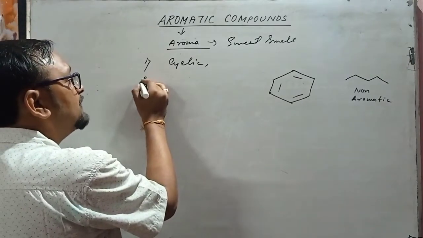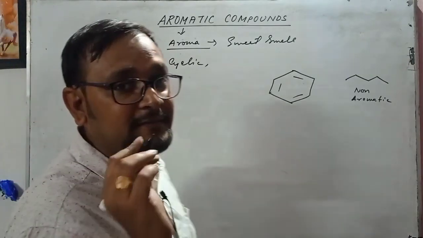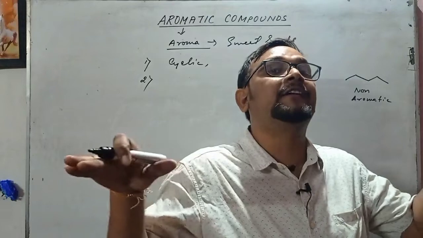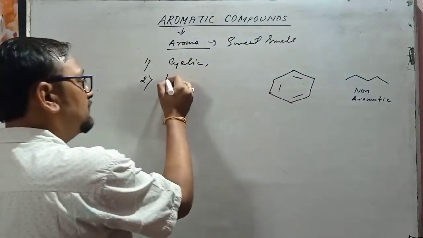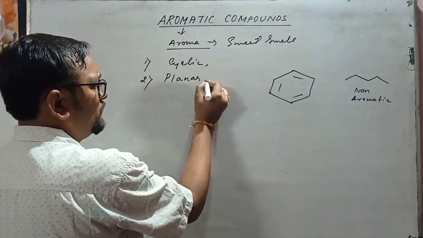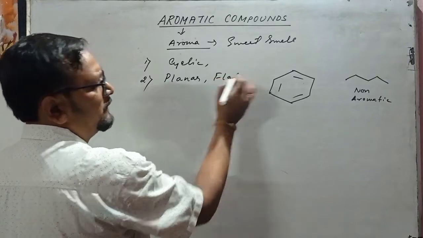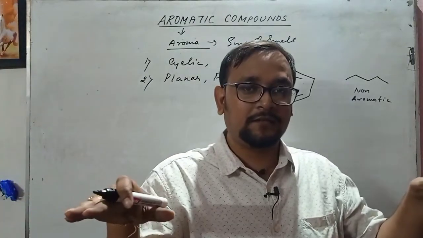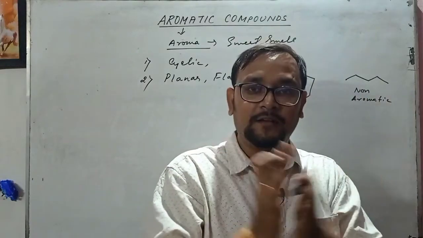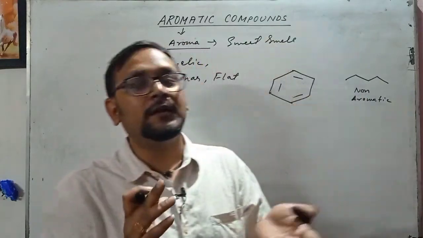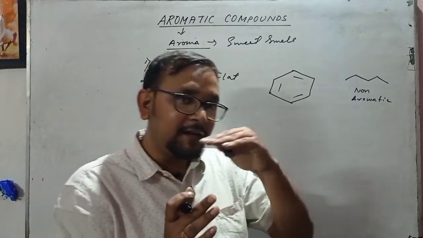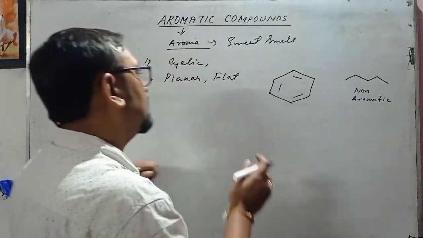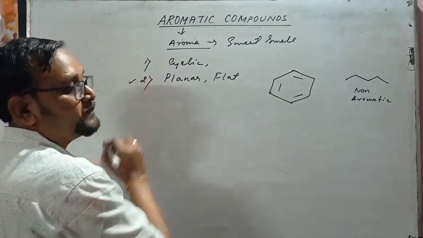So the second criterion is that they need to be planar. They need to be planar or flat, you can also say, meaning two-dimensional. Clear? They will never show three-dimensional structure, but they are two-dimensional. So they need to be planar.